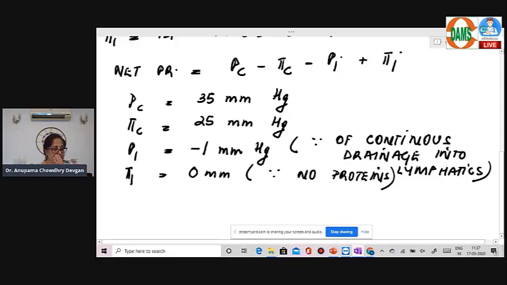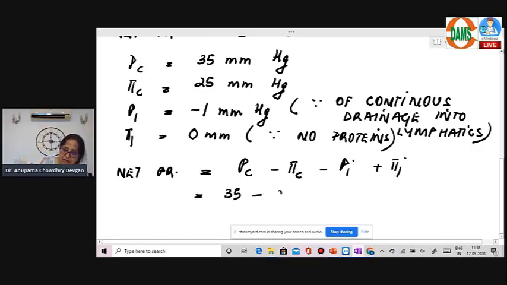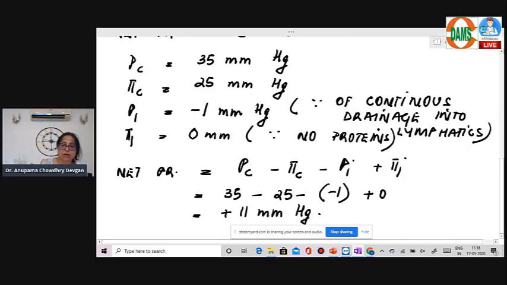So PC is 35, pi C is 25, Pi is normally minus 1. The interstitial fluid hydrostatic pressure is not a positive force, it is in fact a negative force normally, because of the continuous drainage into the lymphatics, and pi I is 0. So what is going to be the net pressure? Net pressure is PC minus pi C minus Pi plus pi I. So this is 35 minus 25 minus minus 1 plus 0, which is plus 11 millimeters of mercury. This is the net force which is acting.